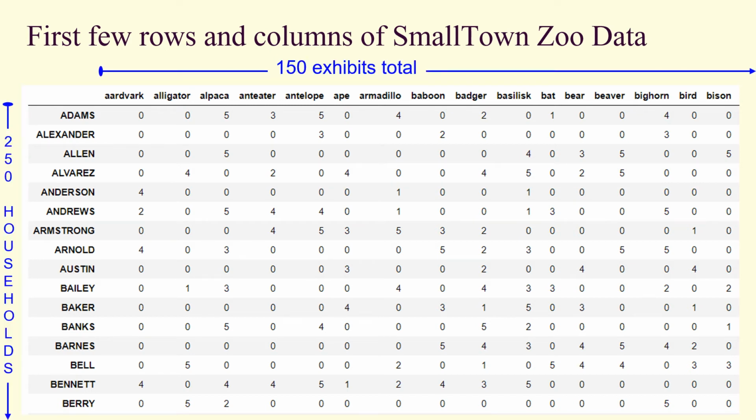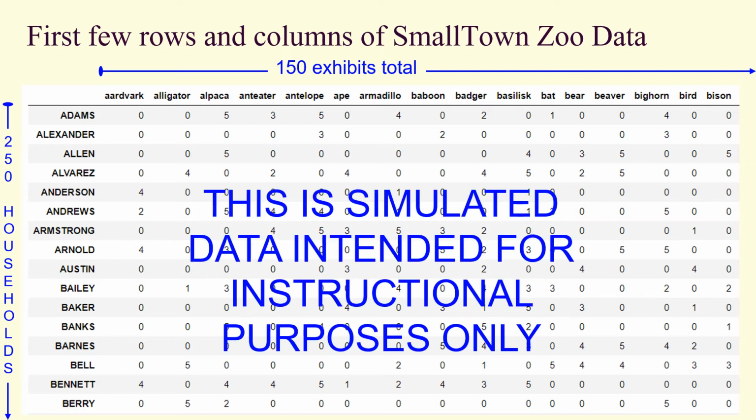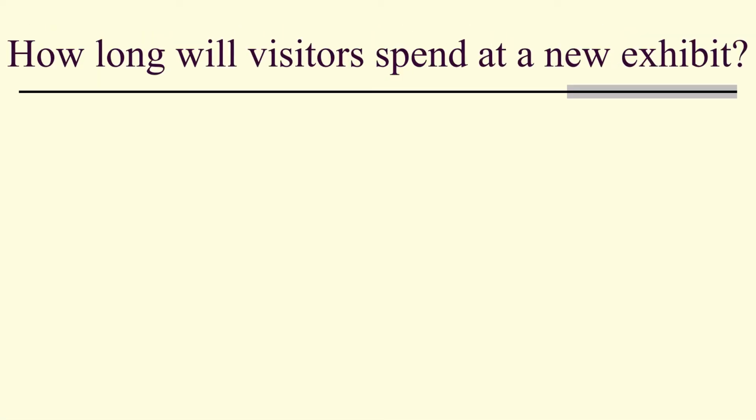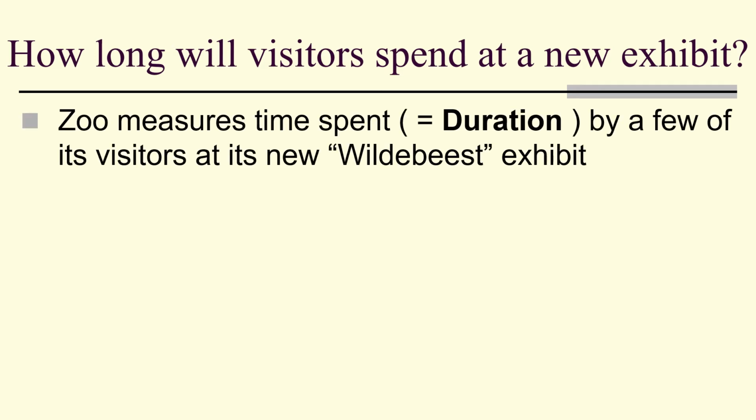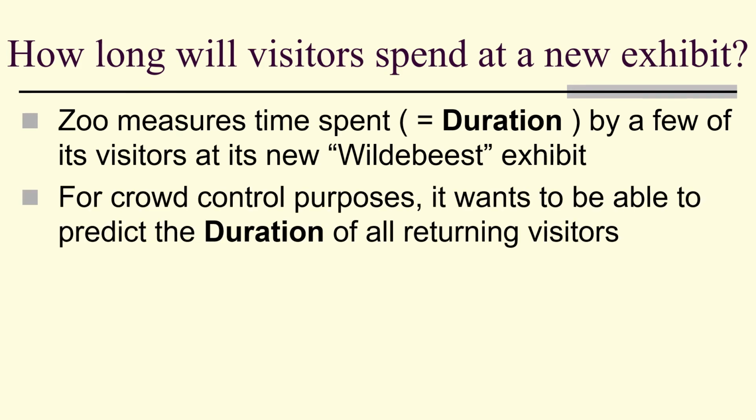150 exhibits, 250 households or users. How long will visitors spend at a new exhibit? So suppose that the zoo measures the time spent, or duration, at its new wildebeest exhibit.